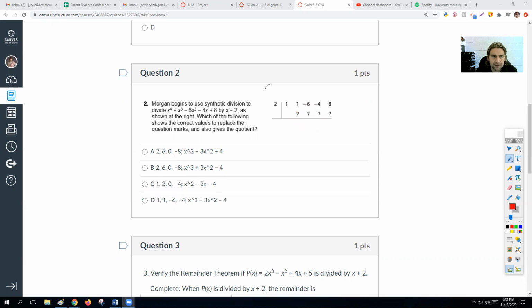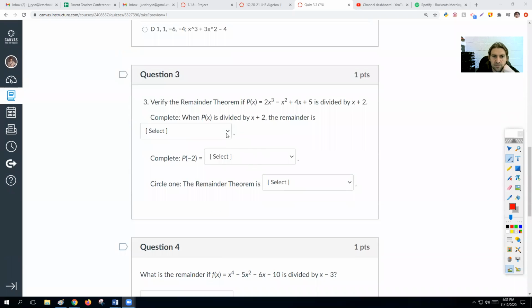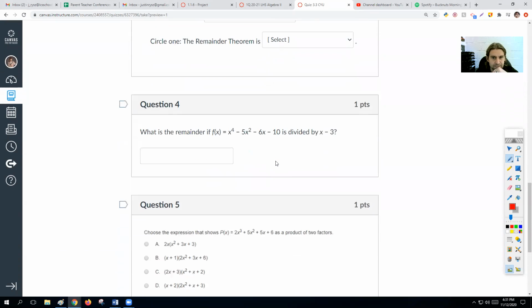All right, this one here, we'll take a look. When we divide this, you'll select the correct remainder. And if you plug it in, you should get the same number. It's kind of a big clue if you just look at the values possible. And so the remainder theorem would be verified or not. Probably should be. Okay, what is the remainder?